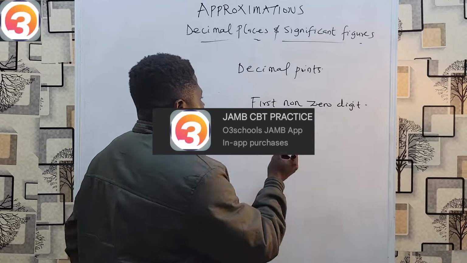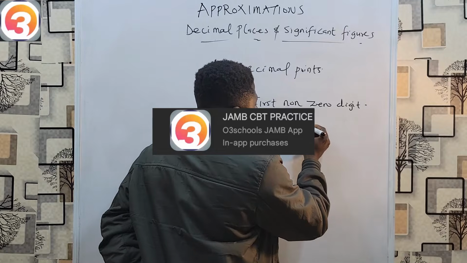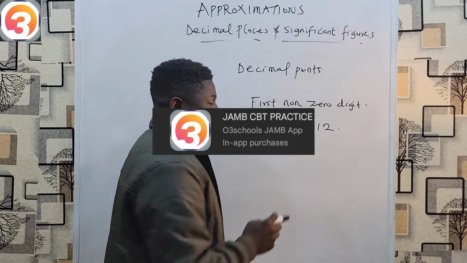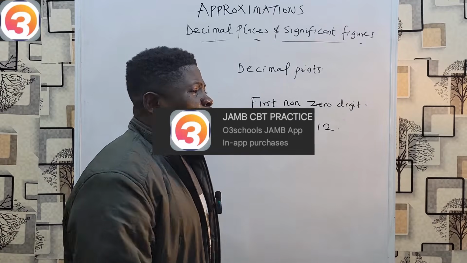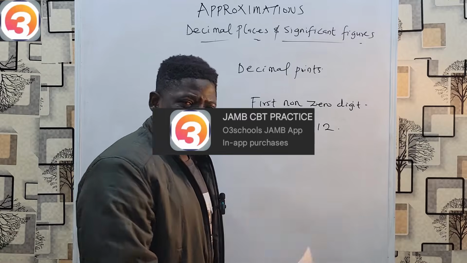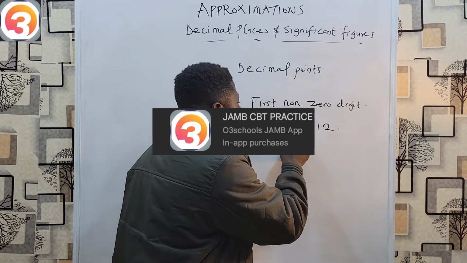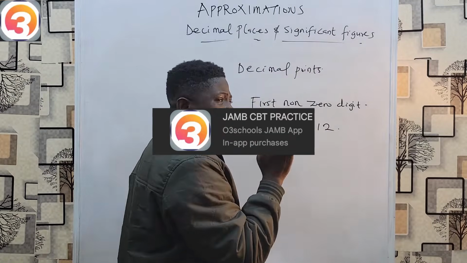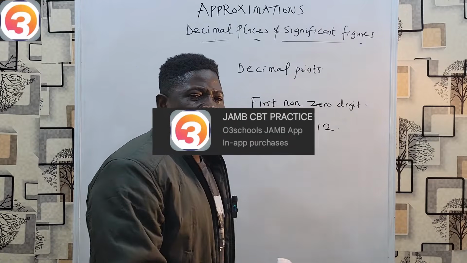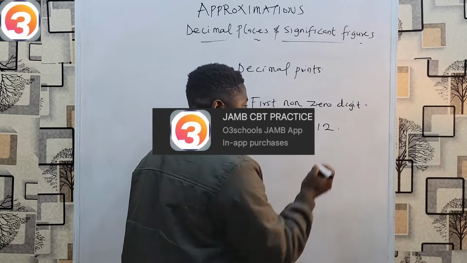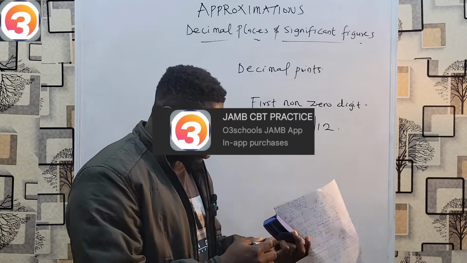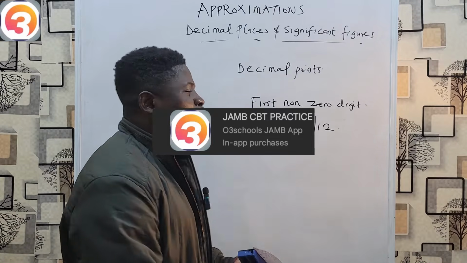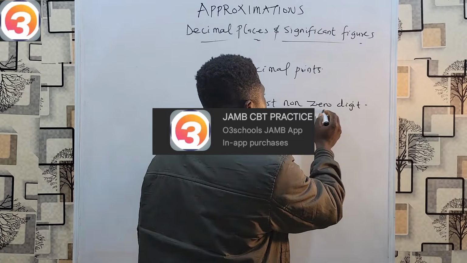I will explain. If I give you a number like this, 0.0312, and we are told to approximate this decimal to 2 decimal places, what concerns us for decimal places is where the decimal point is located. So we count 1, 2, right? We rule, and then we continue, which we are going to explain. But for significant figures, what concerns us is the first non-zero digit.